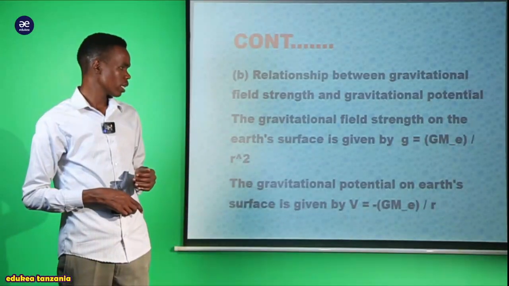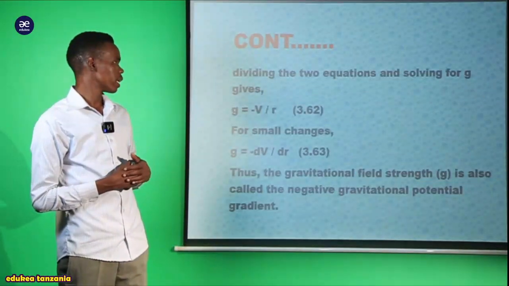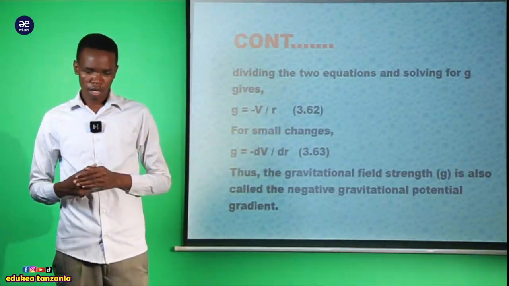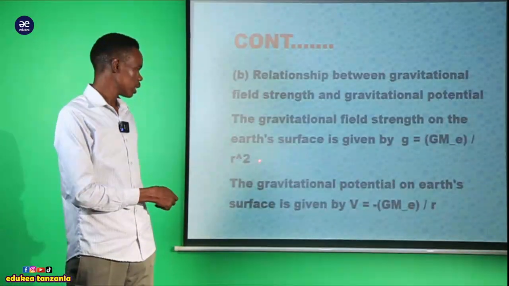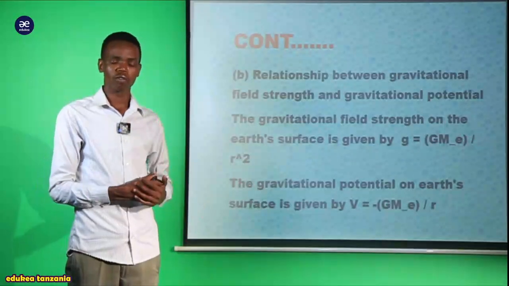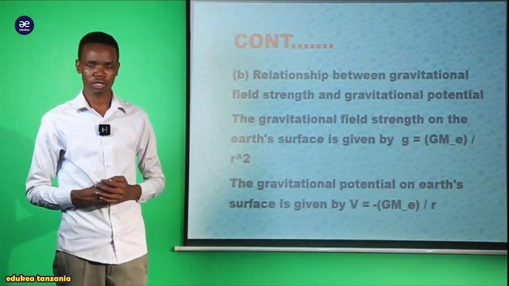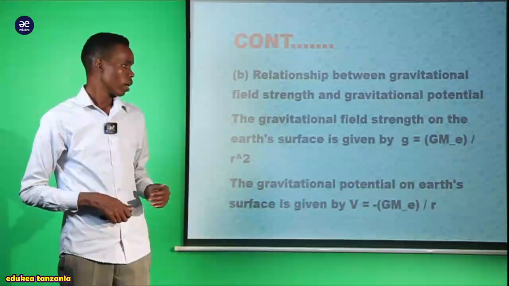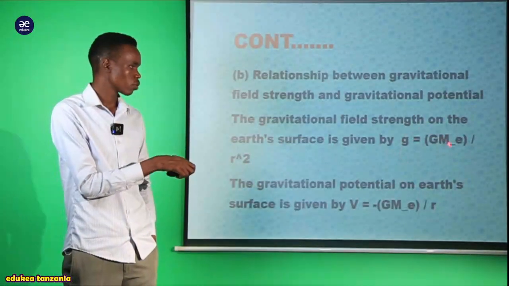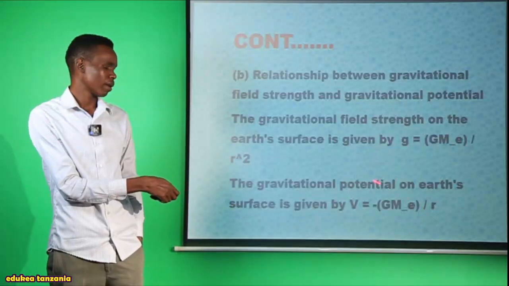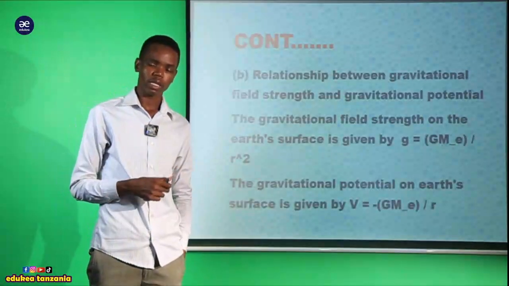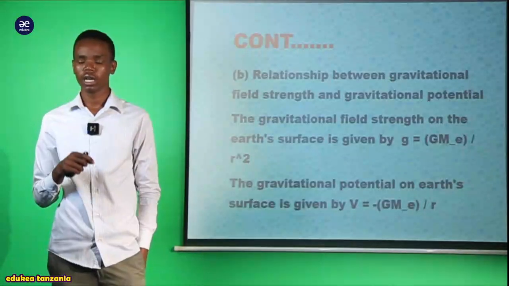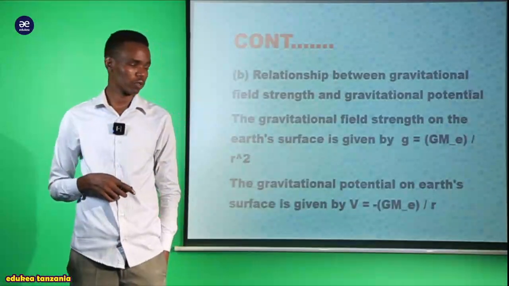So my dear student, let us divide the two equations and solve for g. We have our first equation, which gives us the gravitational field strength, and the second is the equation of the gravitational potential. Now we are supposed to take this equation and divide it by this equation. After that, we are supposed to make g the subject, g which represents the gravitational field strength.